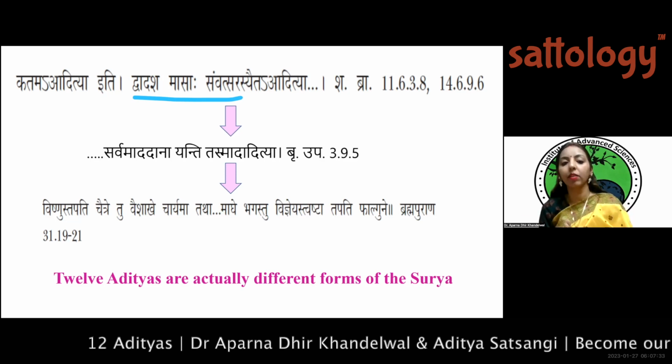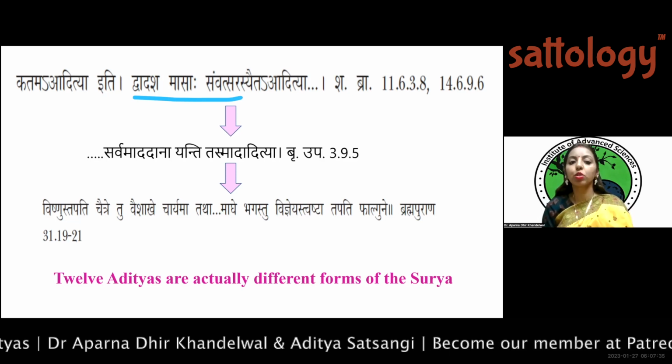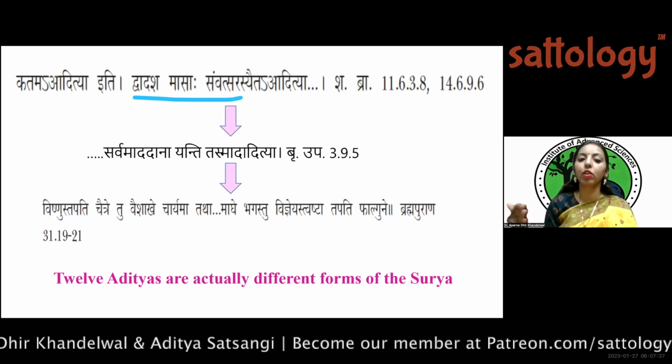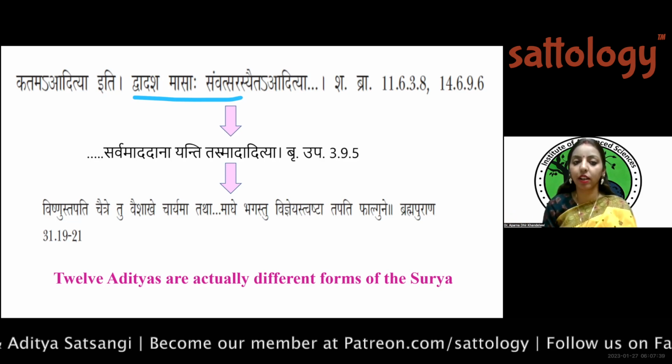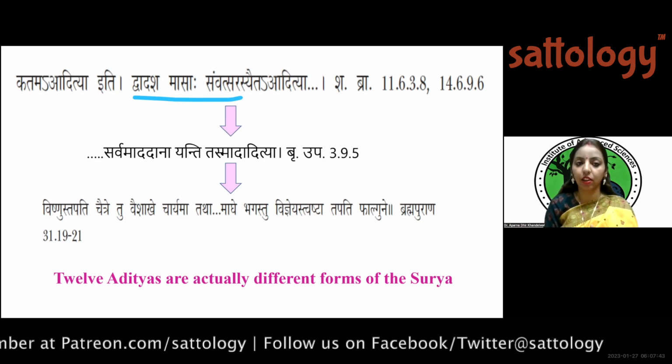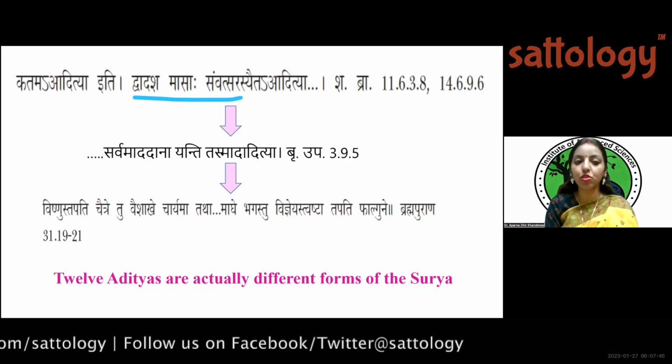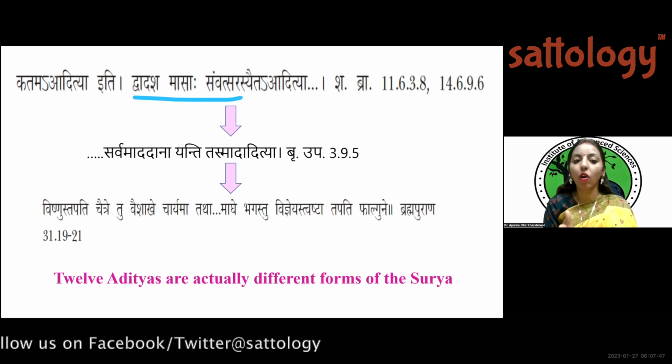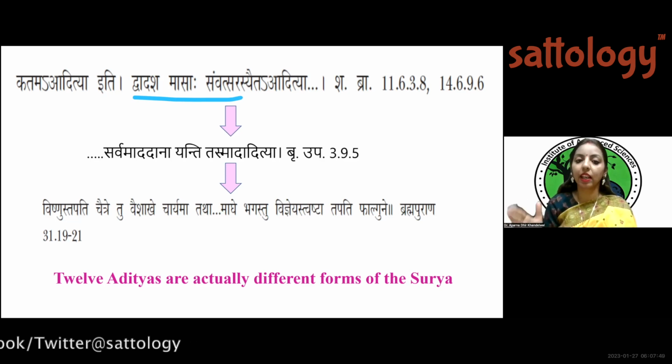सूर्य के ही 12 प्रकार के रूप हैं। सूर्य हर महीने में अपना कुछ परिवर्तन लेकर रहता है, कुछ बदलाव के साथ। So that change, actually the 12 forms of Surya, is basically 12 Adityas.